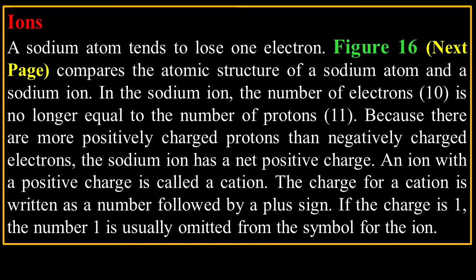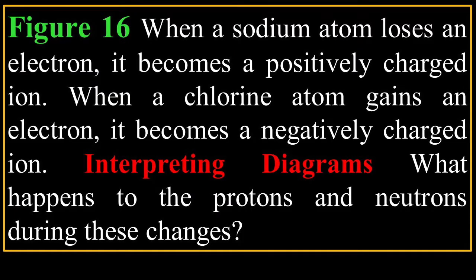I use the plus sign first. That's just me. If the charge is 1, the number 1 is usually omitted from the symbol for the ion. Figure 16: when a sodium atom loses an electron, it becomes a positively charged ion. When a chlorine atom gains an electron, it becomes a negatively charged ion.